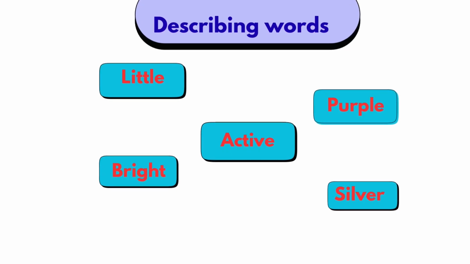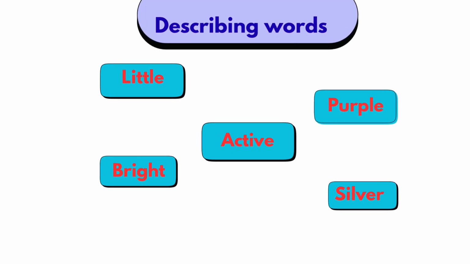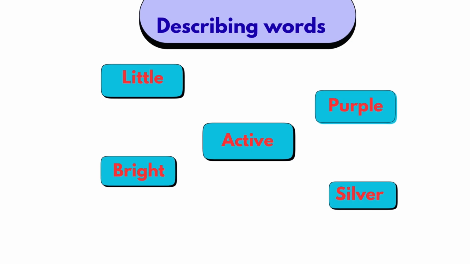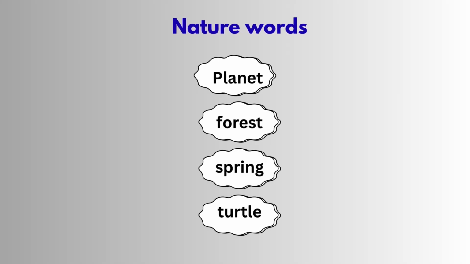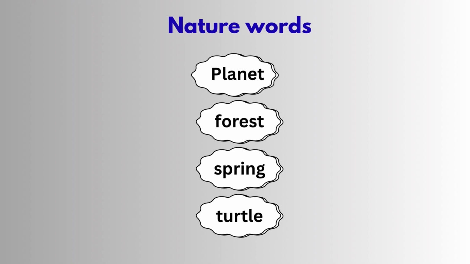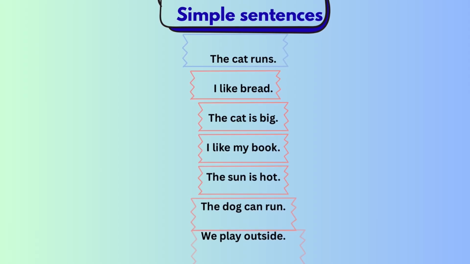Let me bring you here some simple sentences. The cat runs. I like bread. The cat is big. I like my book. The sun is hot. The dog can run. We play outside. Okay. Most often we use some high frequency words.